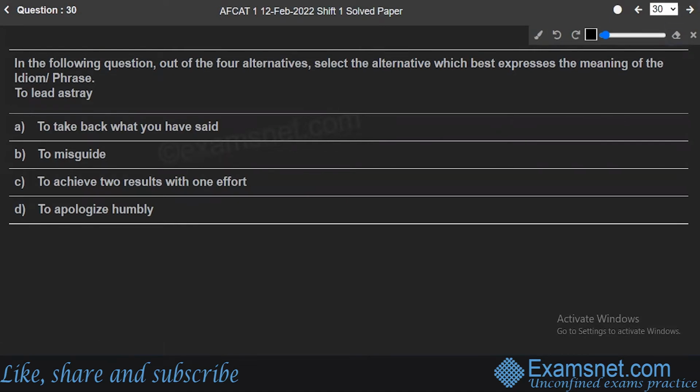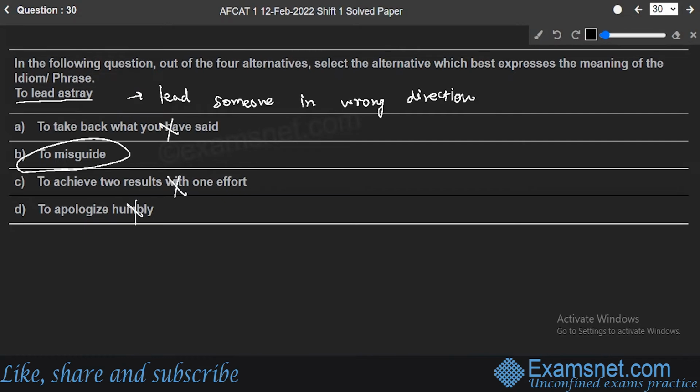See, let's see the meaning of this, to lead astray. It means to lead someone in the wrong direction. And see, obviously, it means to misguide someone. To take back what you have said, to achieve two results with one effort, to apologize humbly, these all don't go with it. To misguide is the correct meaning of the phrase to lead astray. And let's see a sentence also for this, so that it will be pretty clear.